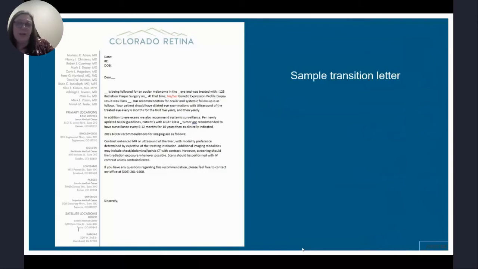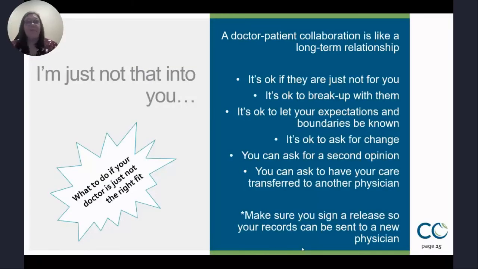But this can be vital depending on if you go to one doctor after you move and you don't like them and you want to go to another doctor, you'll still have that letter, which tells them what needs to happen for your future care. And that's priceless.